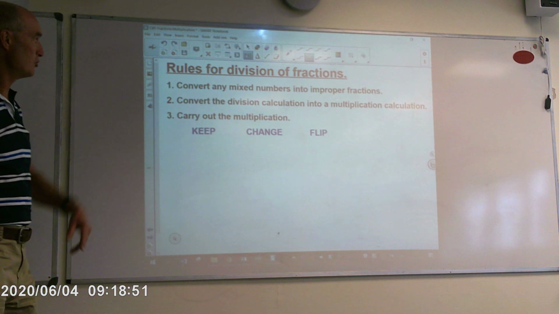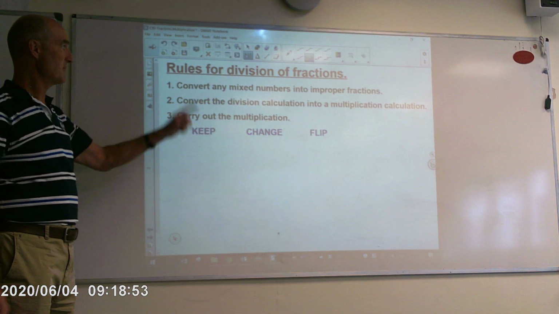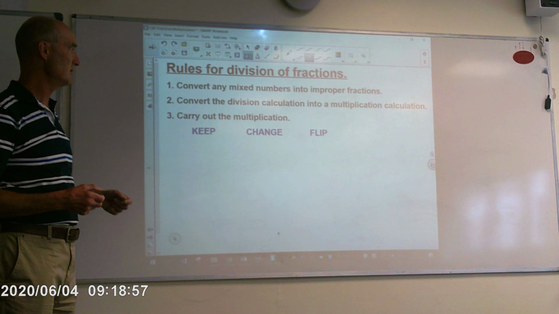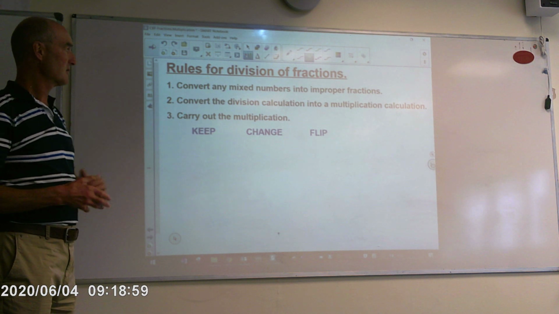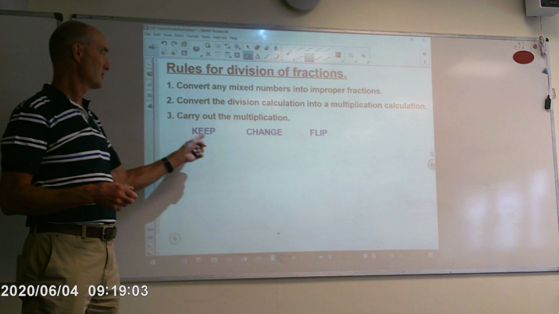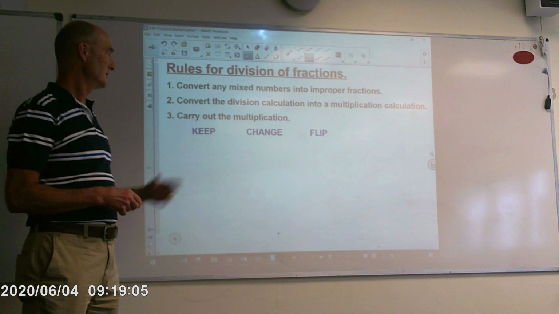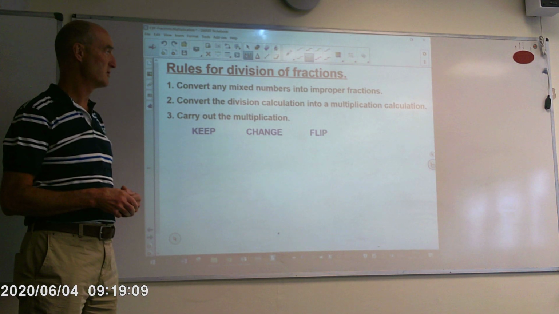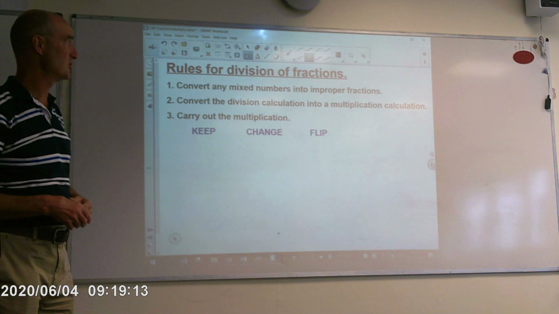Here's your rules. Convert your mixed number into an improper fraction, a top-heavy fraction. Convert the division calculation into a multiplication calculation, so that's your keep, change, flip. And then just carry out the multiplication and make sure you put the answer in the simplest form, especially if that's what the question's asking for. And that is your division of fractions.